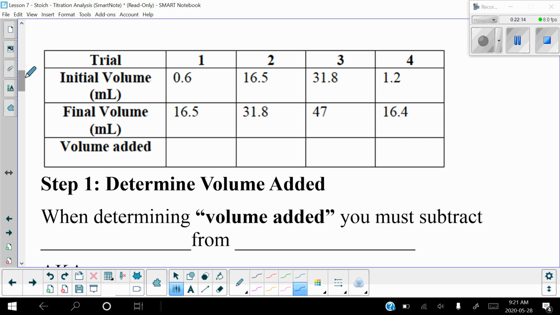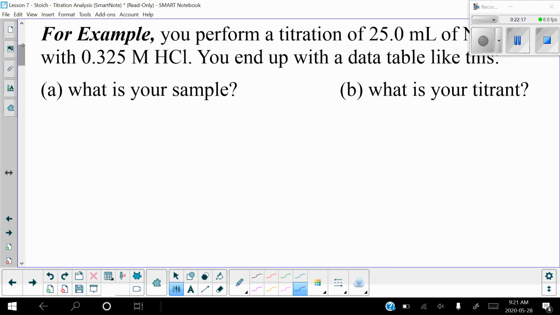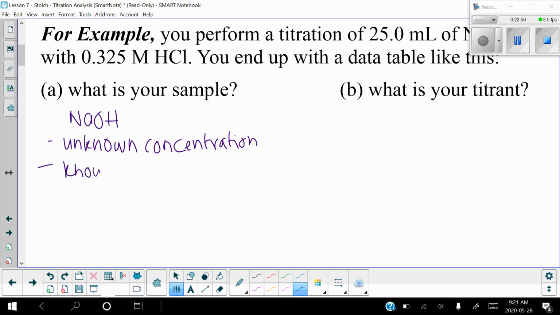The first thing you're going to do before we go into it, I want to identify what is your sample. So remember, your sample is your known volume. So NaOH is my sample because it has an unknown concentration, but most importantly, it has a known volume. We control how much sample we put in.